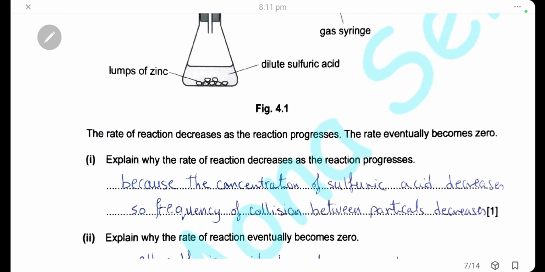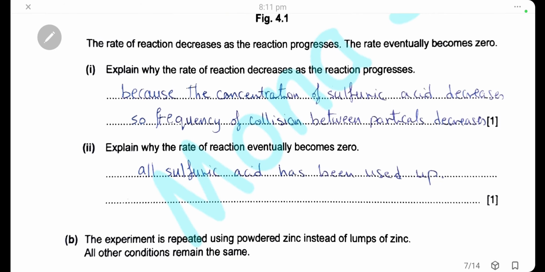The rate decreases because the concentration of sulfuric acid decreases with time, so there are less frequent collisions between the particles. That of course will decrease the rate of reaction. Explain why the rate of reaction eventually becomes 0. It becomes 0 because all the sulfuric acid has been used up.